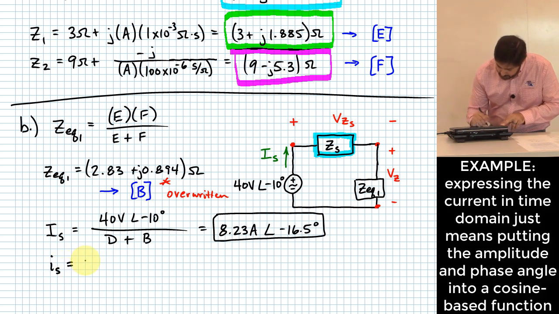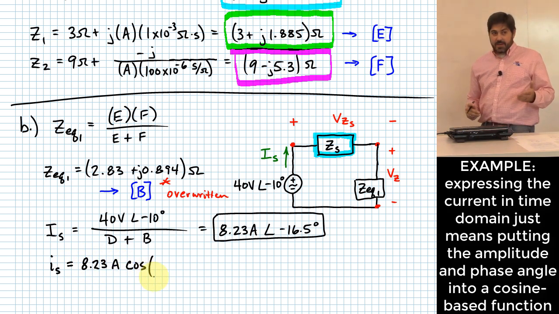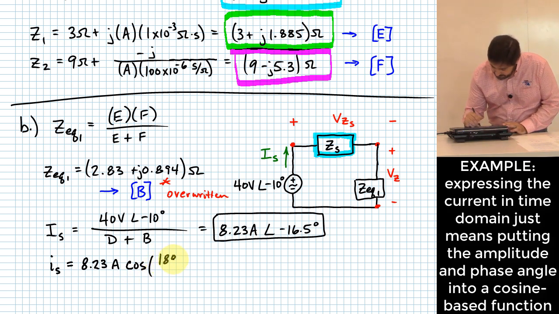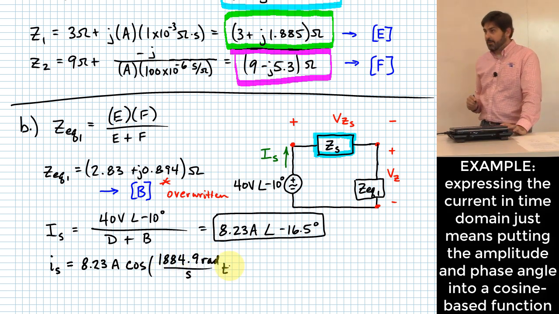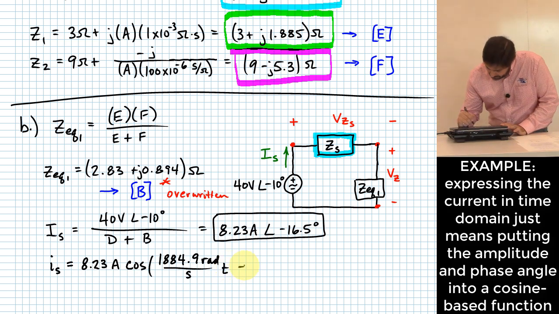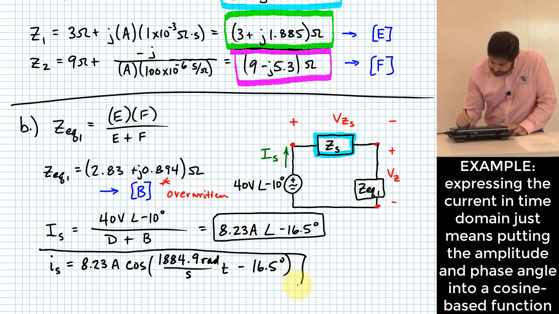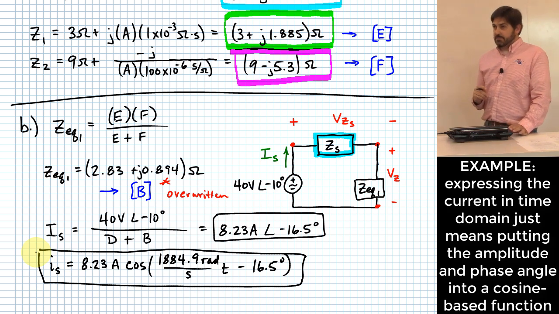This is going to be equal to 8.23 amps cosine of what? Yeah, so we have that angular frequency value that we came up with a few minutes ago that was around 1884.9 or something like that. This is in radians per second, t, then what? Okay, minus 16.5 degrees.